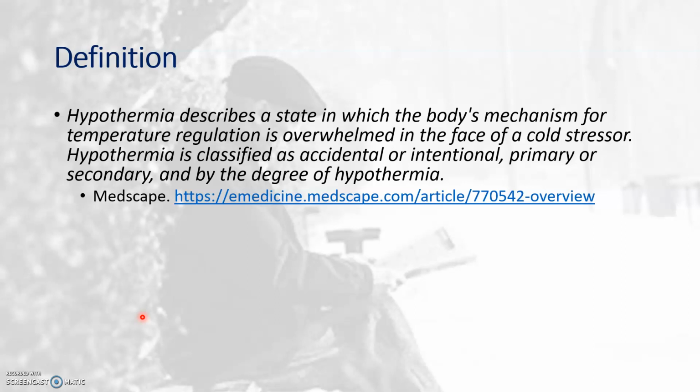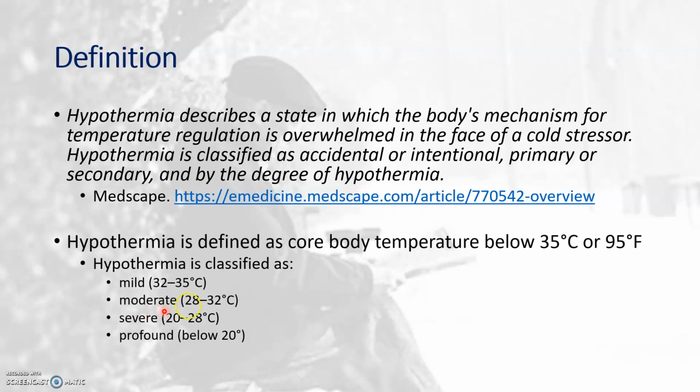Hypothermia itself may be classified as accidental, intentional, primary or secondary, or by the degree of hypothermia, and severity can be classified according to the core temperature.